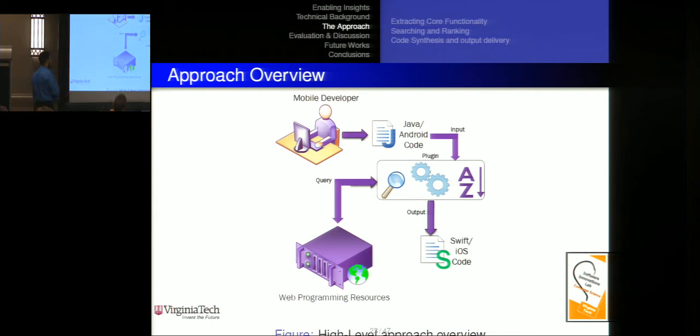A very high-level overview of what we've accomplished in this paper. We have a mobile developer. He has some input Android code. We have this fancy plugin. It does a whole bunch of things. And at the end of the day, it accesses web-based resources. All of a sudden, we have some Swift code generated that is hopefully very close to what you're trying to accomplish.